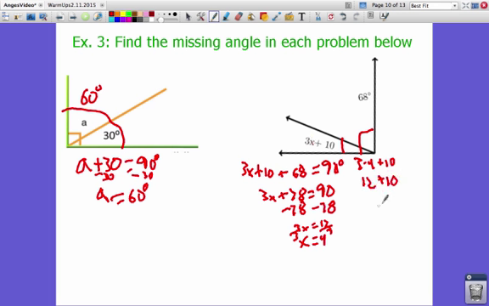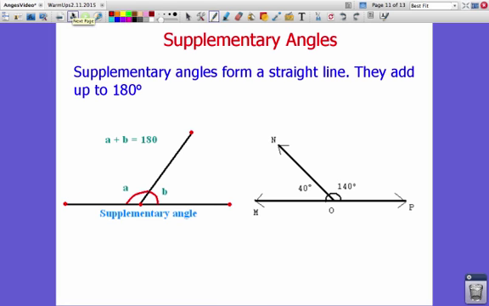12 plus 10 is 22 degrees, which is the answer. But to find x, all we did was take this angle measure plus this angle measure and set them equal to 90 degrees.